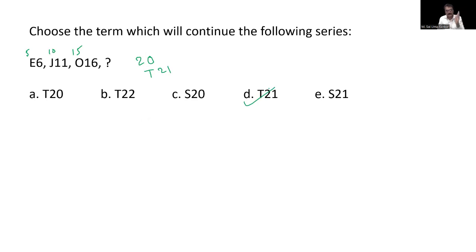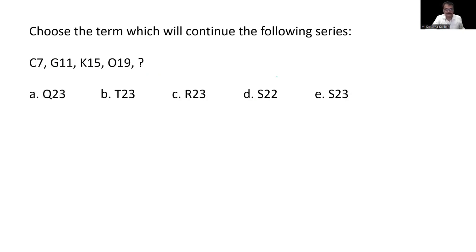Once again, E, J, O. E is the 5th letter. J is the 10th letter. O is the 15th letter. So what is the next letter? That is equal to the 20th letter. What is the 20th letter? That is equal to T. And next, here this is equal to 6. 5, 6, 10, 11, 15, 16. What is the next one? 20, 21. So what is the answer? T21, which is the required answer.